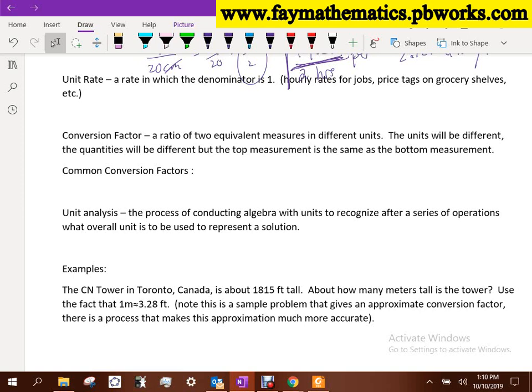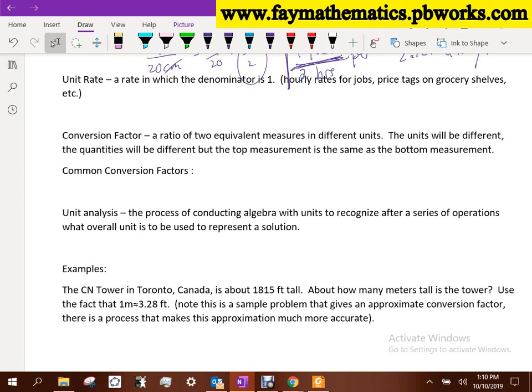But it's a rate in which the denominator is 1. The quantity on the bottom is 1, okay? So when they give you your hourly rate in your job, they're not going to say you're going to make $16 for every 2 hours. They're going to say you're going to make $8 for every 1 hour. Does that make sense? Okay, because the denominator had a 1, that's called a unit rate.